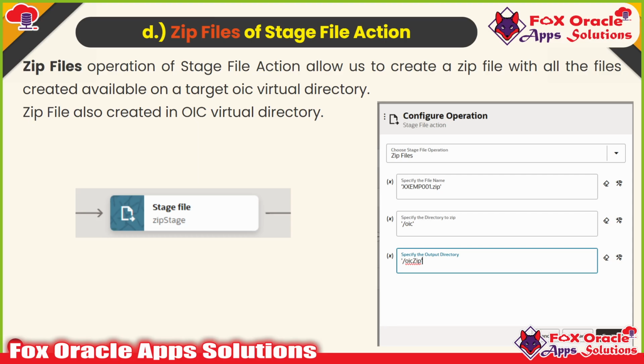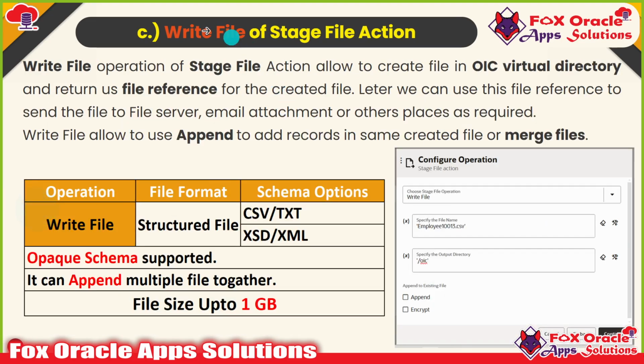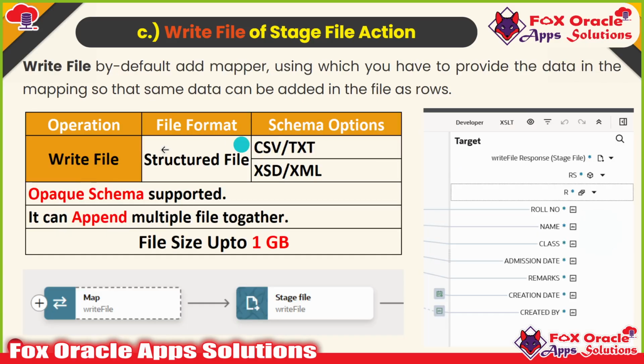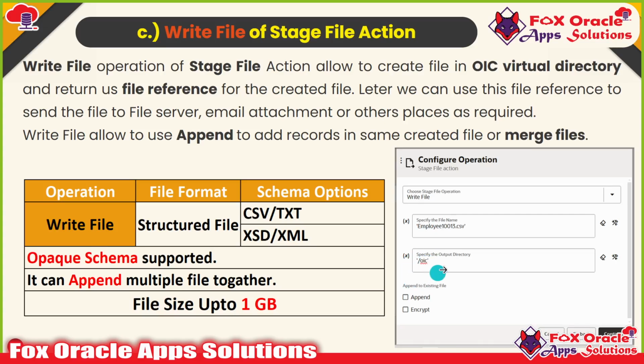Next, coming to operations, in stage file we have the zip file operation. Zip file is something with which we create a zip. A zip file can contain multiple files, or even only one file. Using stage file we can create a zip file, but while using this zip file operation we have to provide the file name, and the file name should have the extension .zip. Here, while writing the file we used write file and provided the directory as /oic. So using this write file operation, the file will be created in this /oic.